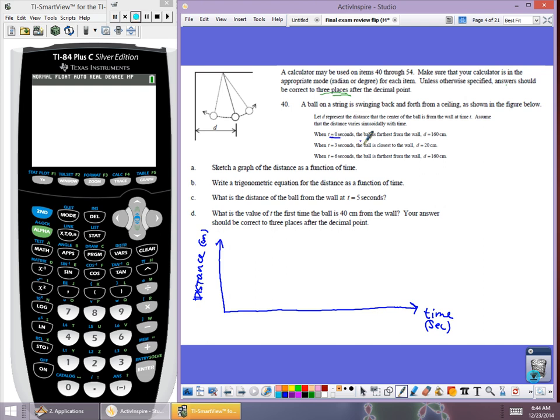When t is 0 seconds, the ball is furthest from the wall at 160 centimeters. So at time 0, we're at 160 centimeters. After 3 seconds, 1, 2, 3, we're the closest to the wall at 20. I'm going to put 20 here and put my point. And then when t is 6, the distance is at its highest point again. So here and here. All right, let me make those different colors so we can see them better. We've got pink.